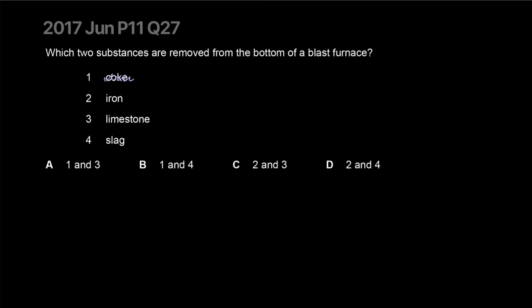Iron is produced and it is extracted from the bottom, because iron's heavier, it sinks. Limestone is also used up, right? Limestone has calcium carbonate, which produces carbon dioxide, which helps with the reaction. And the calcium oxide also reacts with the silicon and other things to produce slag, which also gets removed from the bottom. Whereas coke and limestone are used up. So the answer is 2 and 4. It is D.